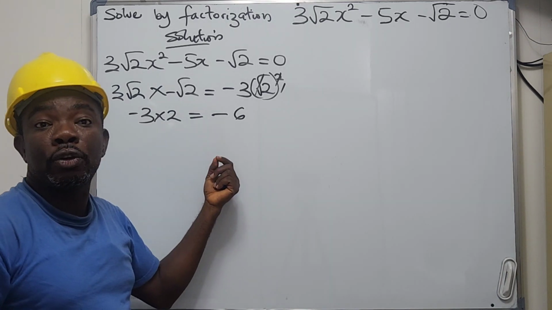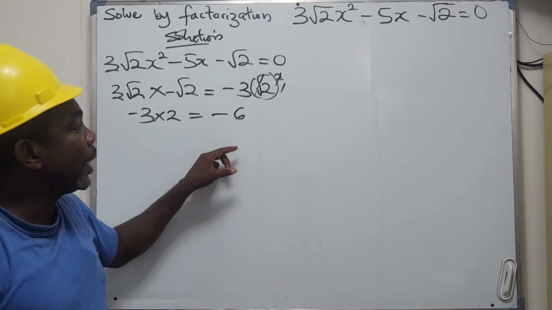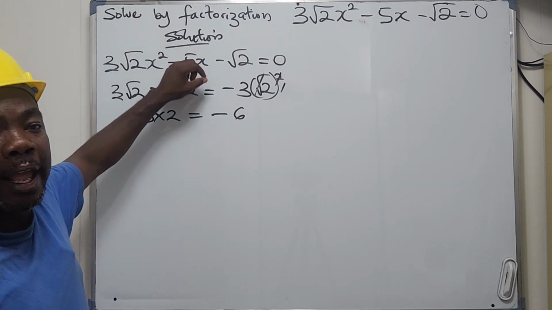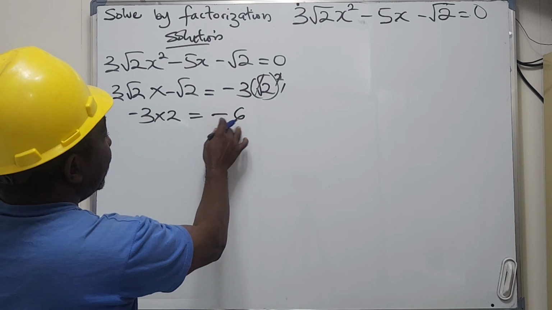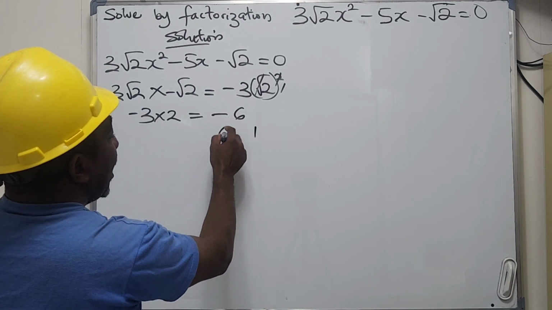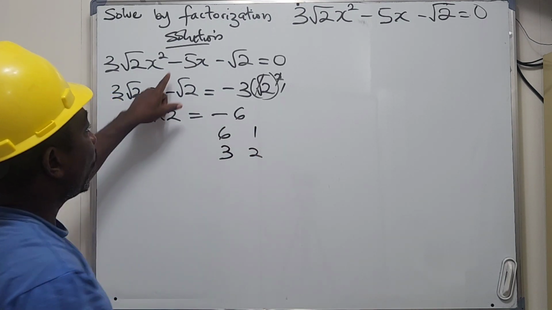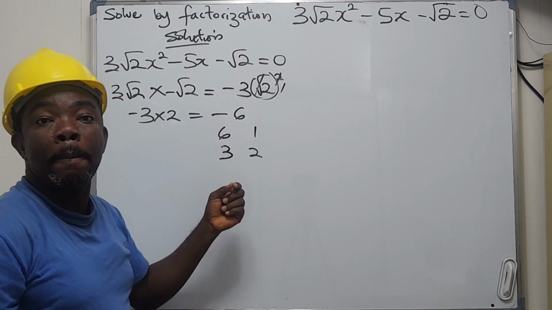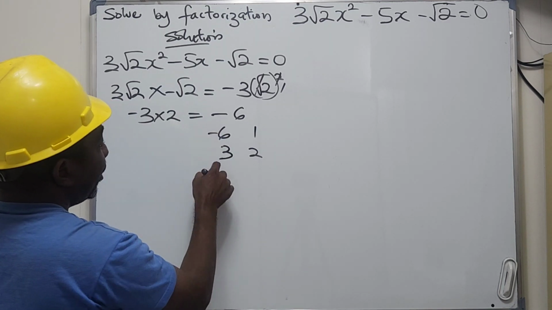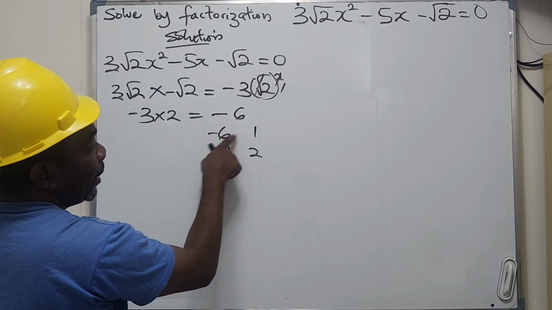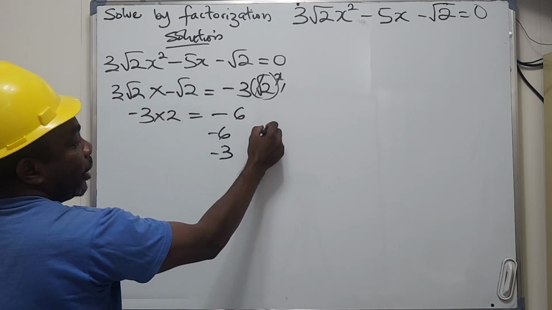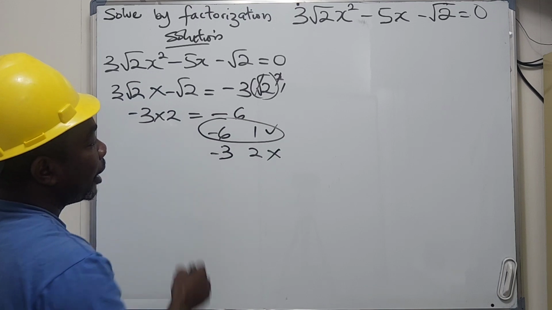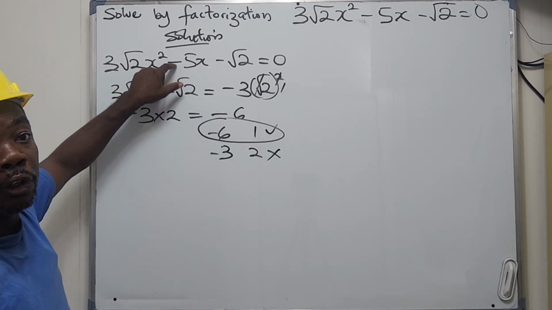So in this case, we are going to look for the factors of minus 6 that, when we add the two factors, will give us minus 5x. The factors are 6 and 1, and also 3 and 2. But we have minus 5 here, so the higher number of the factors must be negative. So when we put negative here and negative here, if we add this and this, will it give us minus 5? Yes. If we add this and this, will it give us minus 5? No.